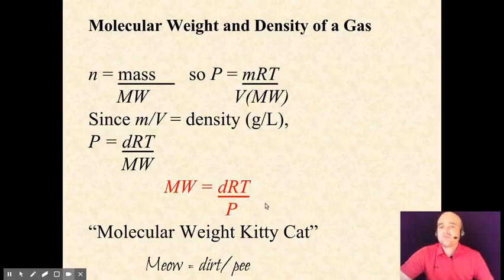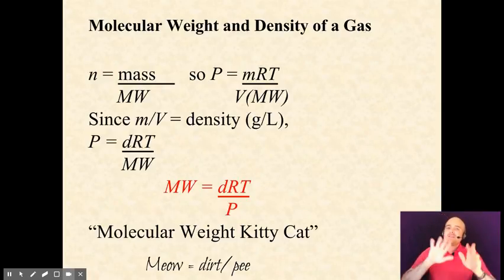So just remember the molecular weight kitty cat. The kitty cat sweeps his dirt over his pee when he goes to the bathroom. So that's the easiest way to remember. This is dirt, and this is your pee.